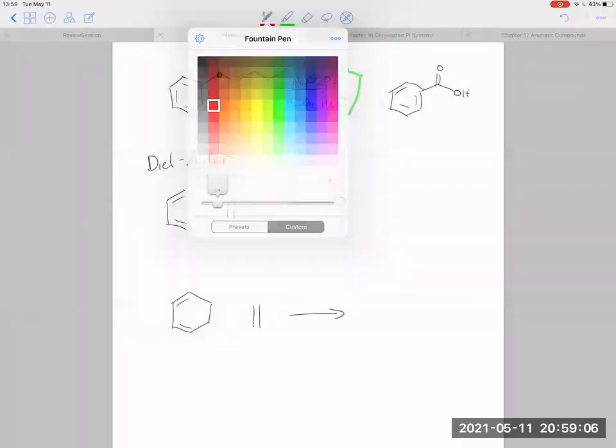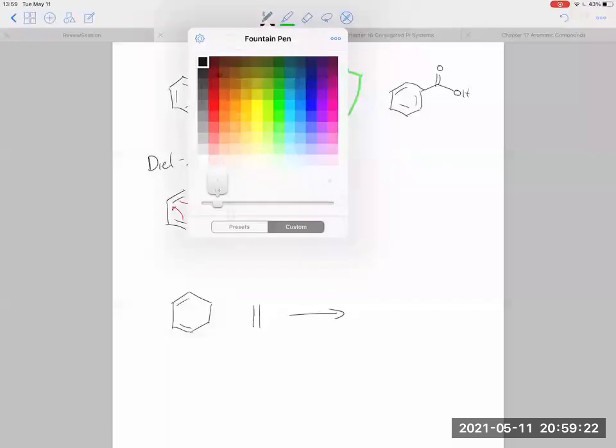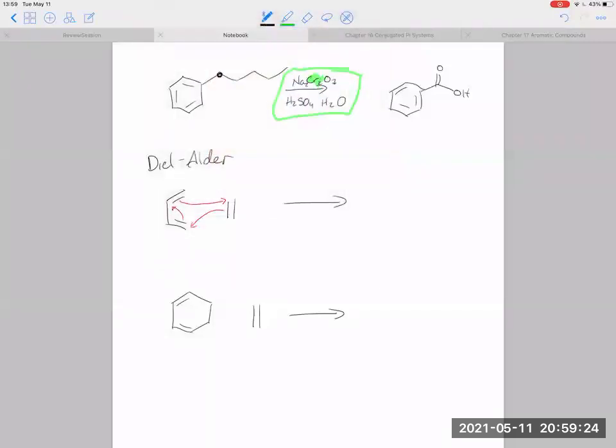Okay, so let's remember, these are pericyclic reactions because your electrons will move all in a circle. It doesn't matter which direction you want to push them, but they're all moving in a circle. So in this simple example here, the nice thing about the Diels-Alder is you always form a six-membered ring.